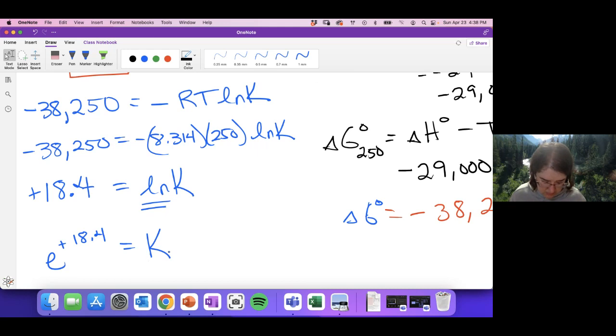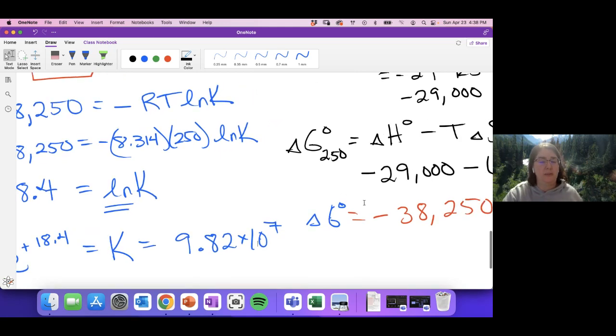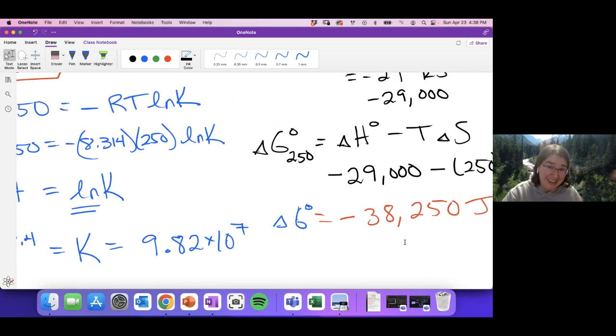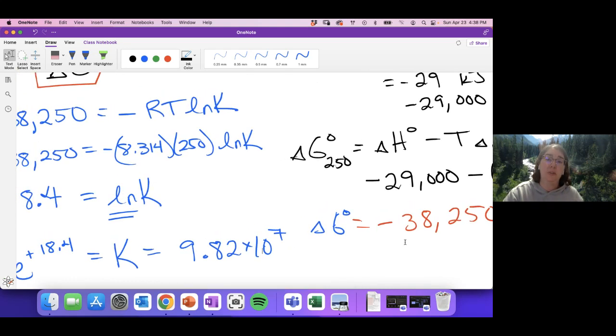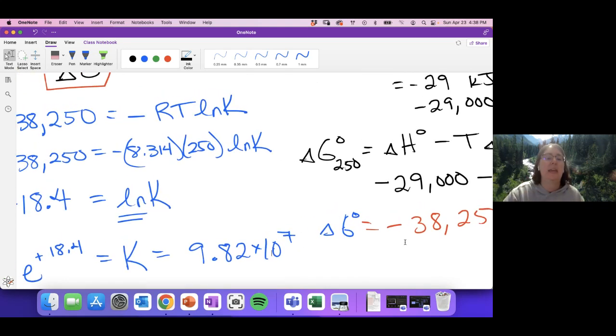Whoa. Oh, in scientific notation, it'll look a little better. Still pretty big though. 9.82 times 10 to the 7th. Which should also match my value of delta G standard being relatively big and negative. So negative delta G standard should have been product favoring. And here I have a large value of K also favoring my products. So that also tells me that we got through all of the negative signs on that problem just fine.